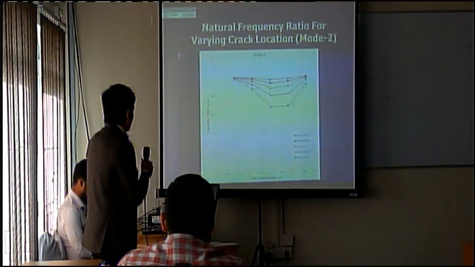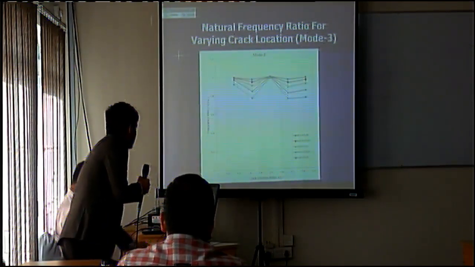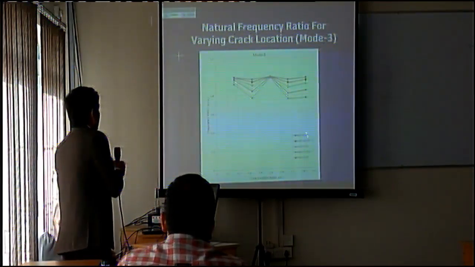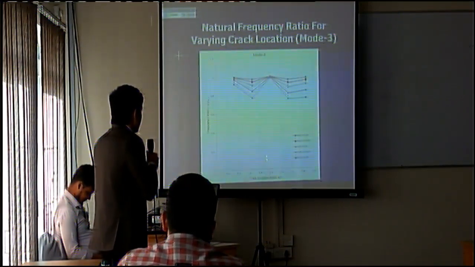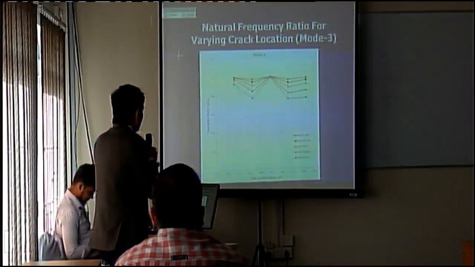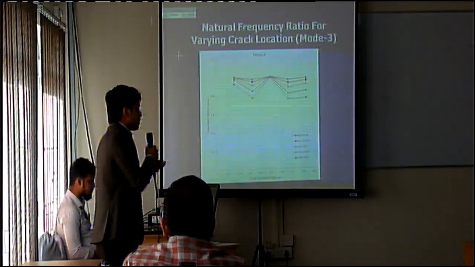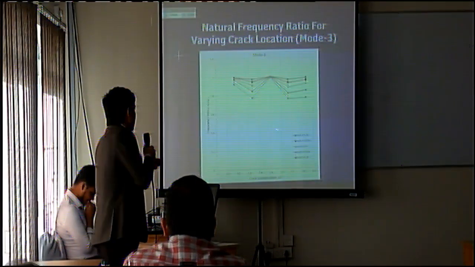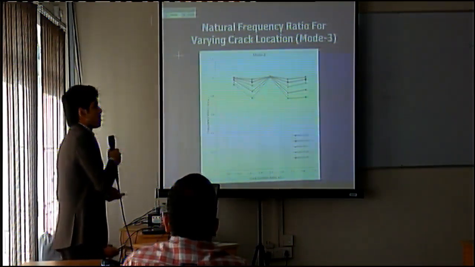For mode 2, first it reduces, then it increases. For mode 3, we have got an interesting result: for each crack depth, as the crack location ratio varies, at the middle, 0.5, if the crack is located at the middle, all depths of the crack give crack frequency ratio 1. That is, if the crack is located at the middle and the beam is vibrating in mode 3, all of the cracks give the same result. That is, the frequency is not changing.